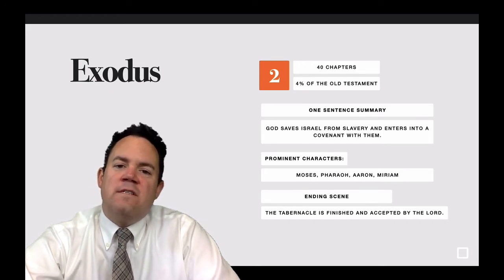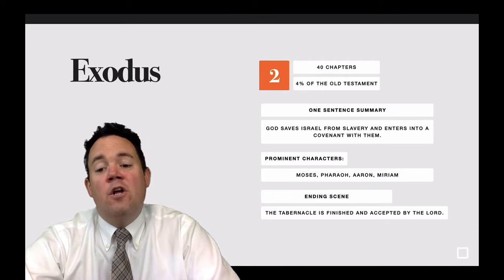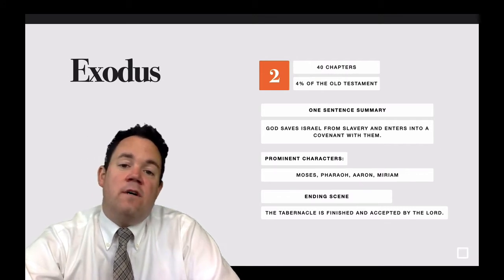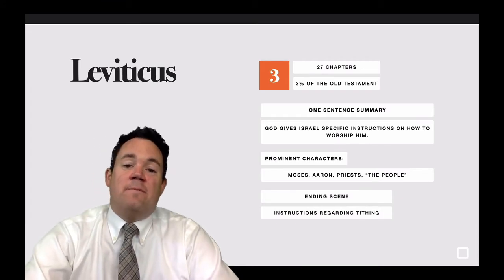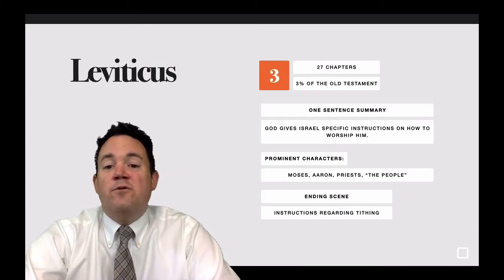They go to the base of Sinai. They're commanded to build the tabernacle, which they do, and their efforts are honored by the Lord. And then we move over into the books that we haven't talked about yet: Leviticus, Numbers, and Deuteronomy.